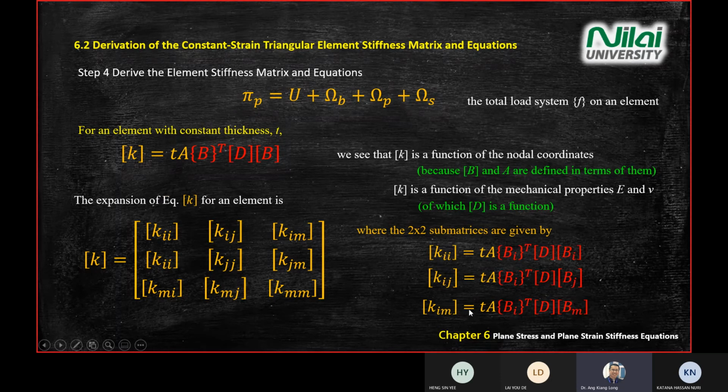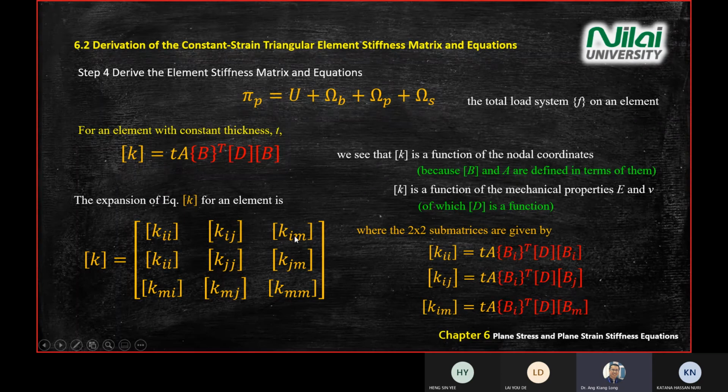You just read through. For the K matrix, you have a 3 times 3 matrix, and each element has its own equation. For example, KII means you use this one, TABI transpose DBI. So if II, the first one is I, the second one is I. If you look at KIJ, I means the first row, and J the second column. So for IJ, for the first B you use BI, and for the second one you use BJ.